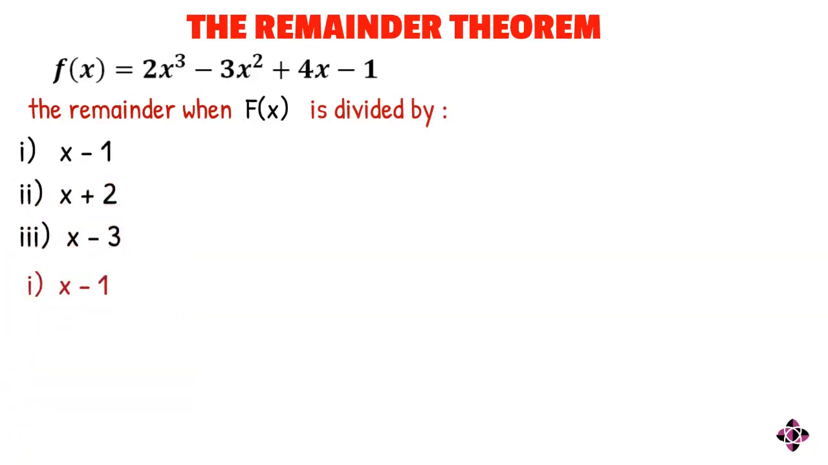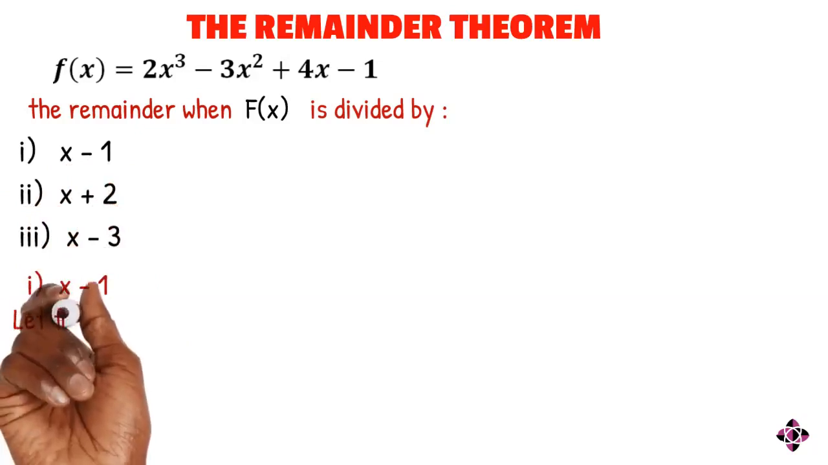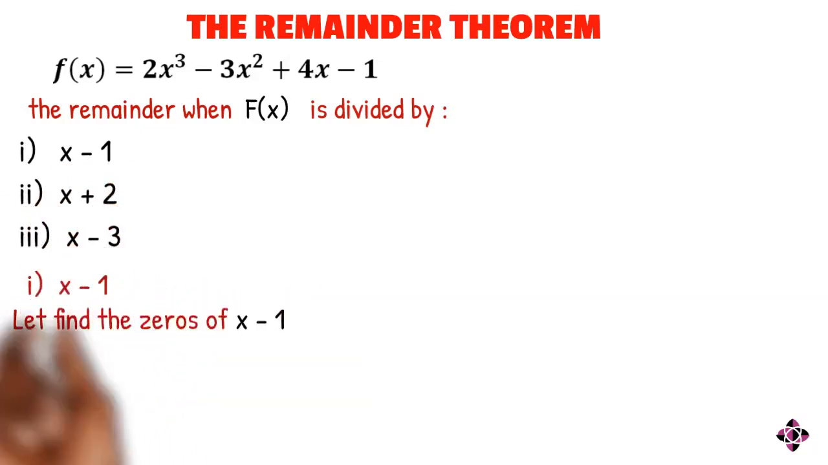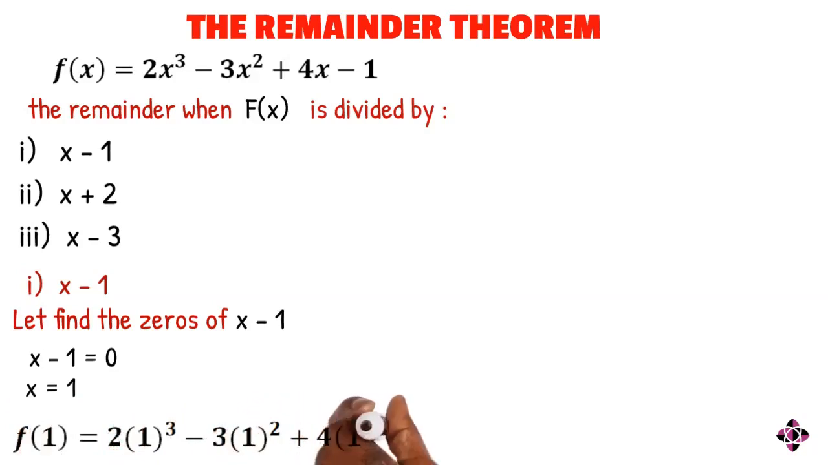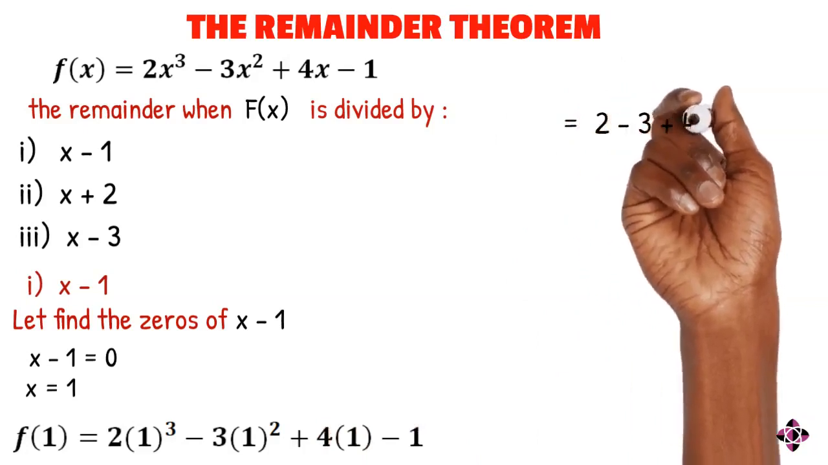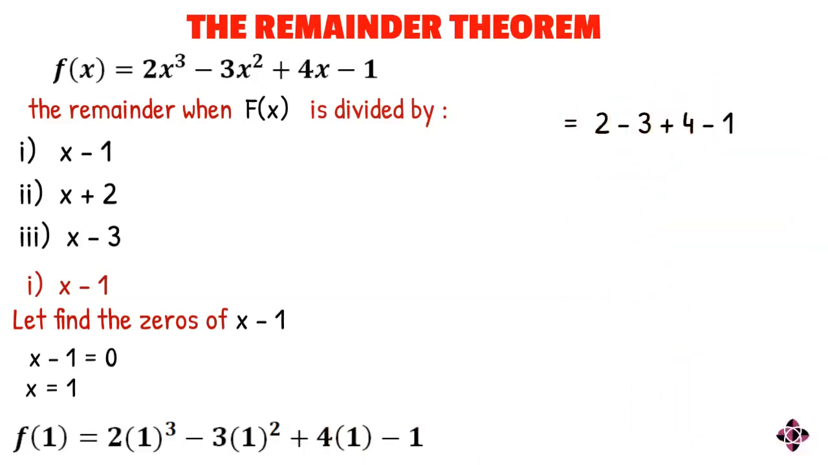x minus 1. Now, let's find the zeros of x minus 1. That is, x minus 1 equals 0. So, x equals 1. That is, the minus 1 crosses over. Now, let's substitute it into f of x. So, we have f of 1 equals 2 times 1 cubed minus 3 times 1 squared plus 4 times 1 minus 1. So, that will give us 2 minus 3 plus 4 minus 1. So, we have 2 as the answer.